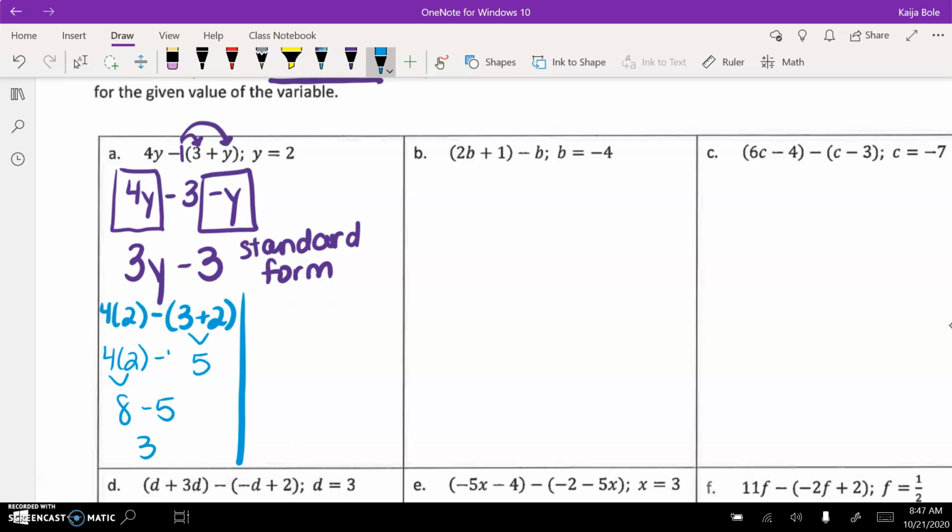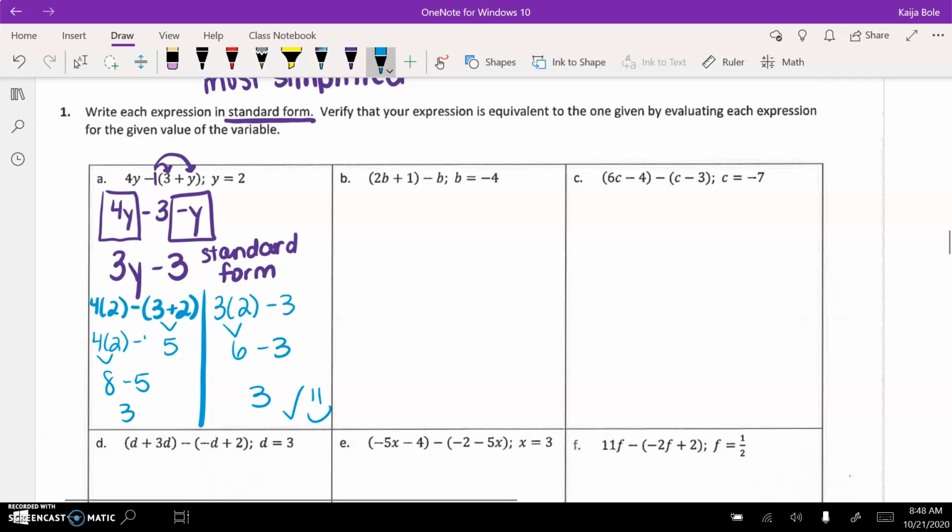Now I'm going to check it with the standard form. So I'd have 3 times 2 minus 3, so 3 times 2 is 6 minus 3, and 6 minus 3 is 3. So we got the same thing, so you can put a little check mark, smiley face, all good to go. Okay, so that's the idea for here.